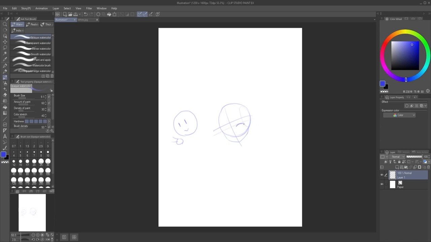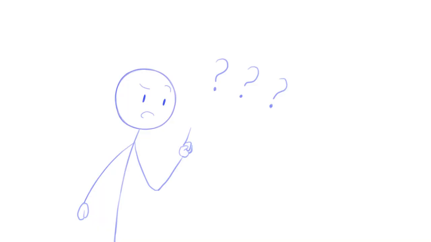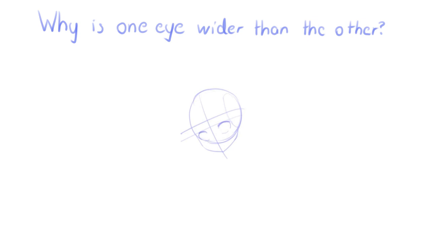Then I come down on the side of the eye, and then I very softly draw the lower eyelids. Then I do the same on the other side of the face. First I draw the upper eyelids, then the side of the eye, and then the lower eyelids. You're probably going to have two questions at this point. Why is one eye wider than the other? And that's because of the perspective.